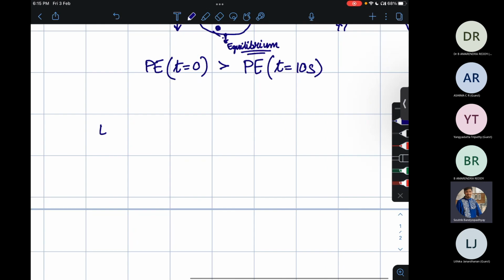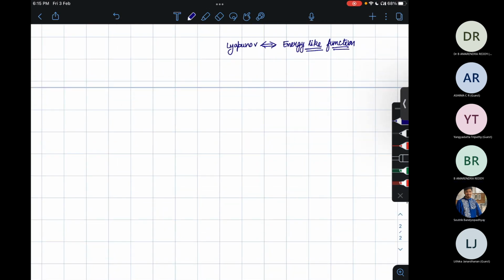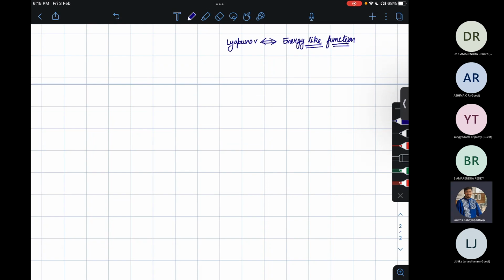Now, a Lyapunov function is equivalent, I'm not saying exactly equal, to an energy-like function. This energy-like function is useful in understanding how nonlinear or dynamical systems are stable or unstable, and how we can design controllers to make them stable.